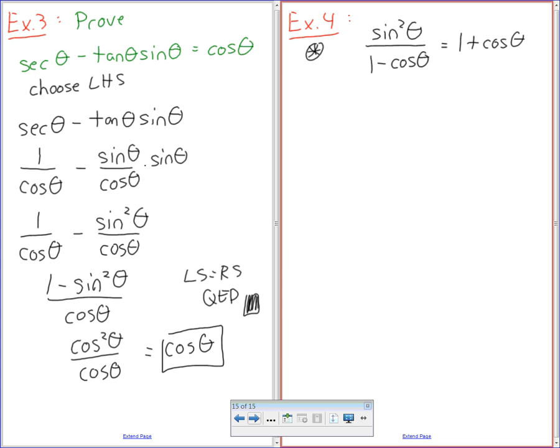Okay, so I'm going to give you about 3 minutes to struggle with this one. If you don't know where to start, choose the left-hand side instantly. The reason for that is the right-hand side is smaller, the left-hand side is messier. You can choose the right-hand side if you want, it'll still work the same way. But try and choose the left-hand side.